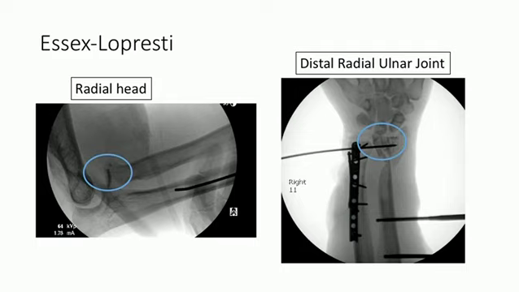In this particular case, this is that same patient from before, you see that there's also disruption all the way down through the interosseous membrane down to the DRUJ, and that's what an Essex-Lopresti is. It's disruption all the way across the interosseous membrane from proximal to distal.